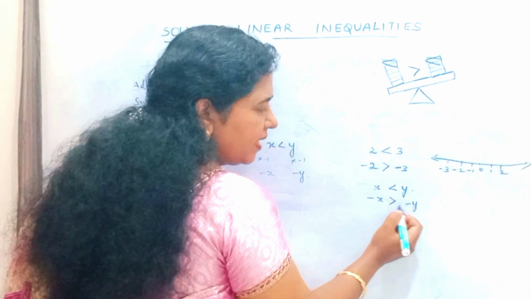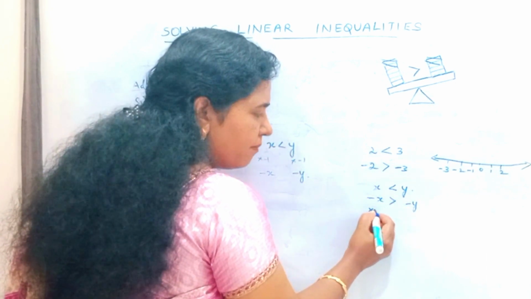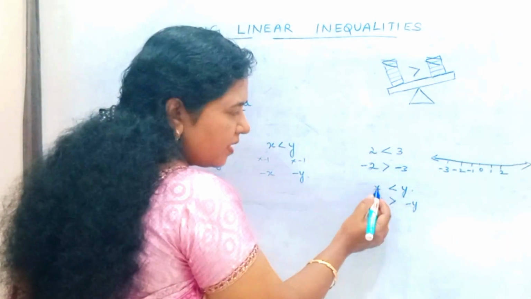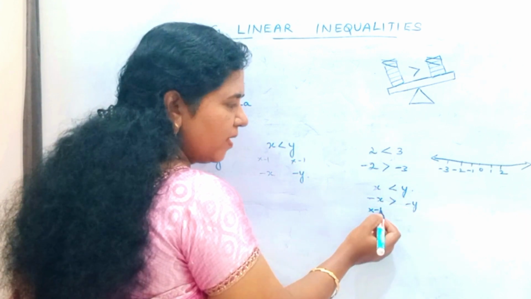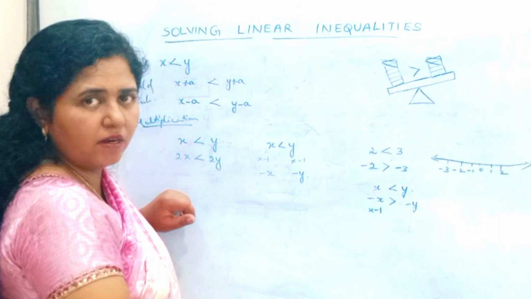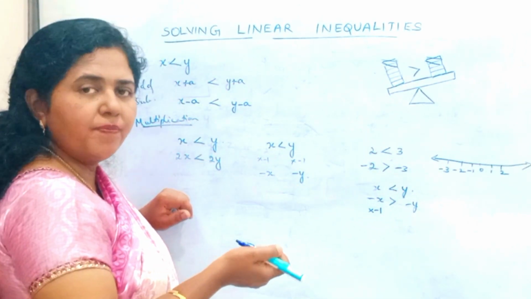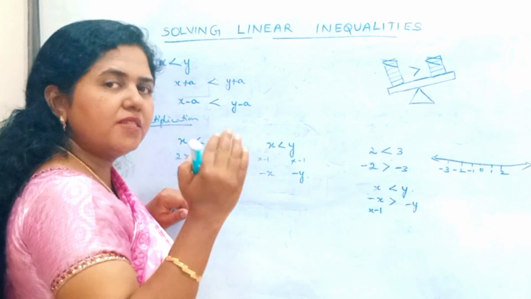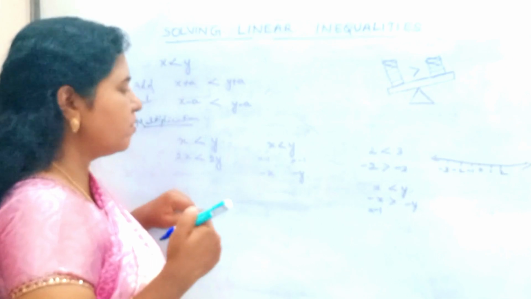Inserting this minus sign is nothing but multiplying both the sides by minus 1. That is, x into minus 1 is equal to minus x, y into minus 1 is equal to minus y. That is, when I am multiplying minus 1 to both the sides of the inequality, we have to change the sign of inequality also.